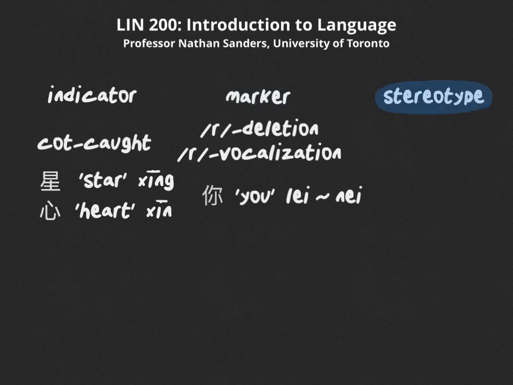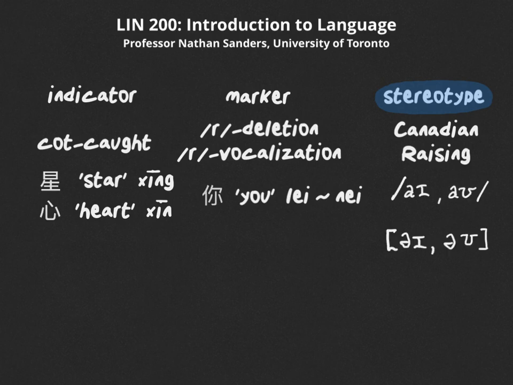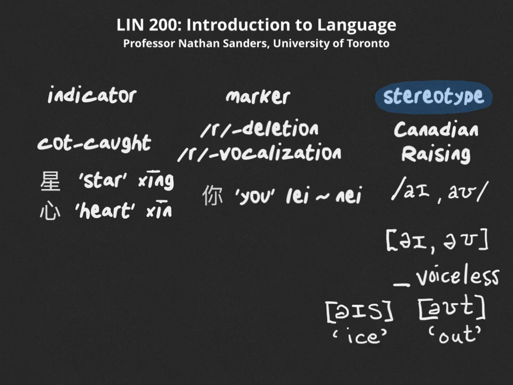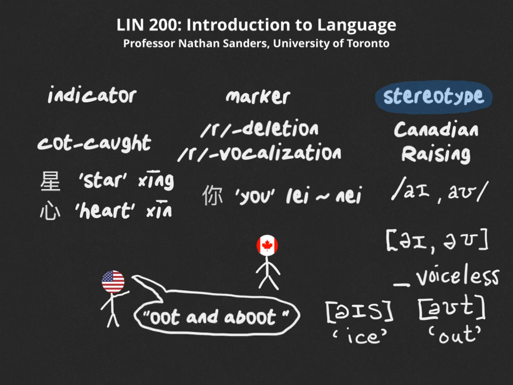Finally, a stereotype is a sociolinguistic variable that is so prominent in the awareness of speakers that they know that they do this, and in fact even outsiders are often aware and can mimic it, although imperfectly. An example of this from English is Canadian raising, where the diphthongs I and ow are pronounced with a higher beginning before voiceless consonants, as in ice and out. This feature of Canadian English is so prominent that outsiders notice it and will make fun of it.